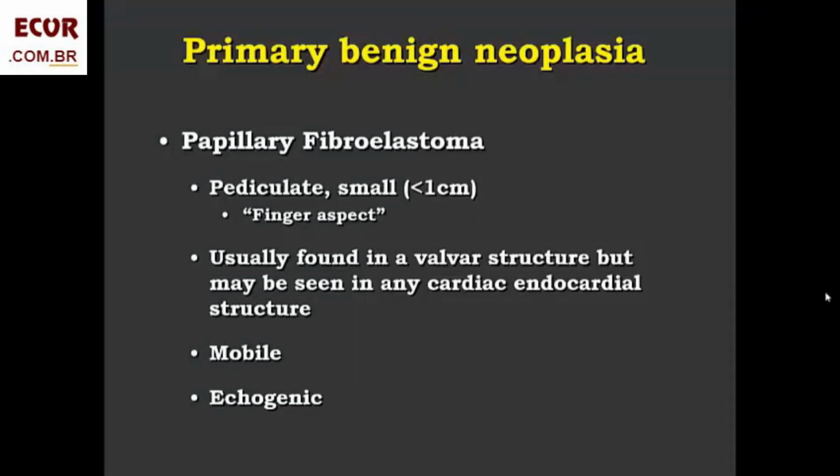Another primary benign neoplasia is the papillary fibroelastoma. It's also pediculated, small, usually less than 1 centimeter. It has a finger-like appearance and is usually found attached to a valvular structure, most commonly to the aortic valve, but may be encountered in any cardiac endocardial location. It's also mobile and very echogenic.